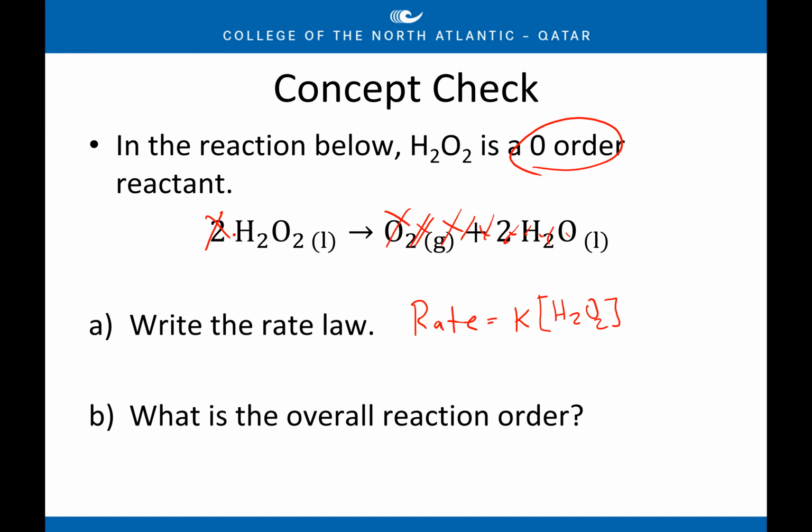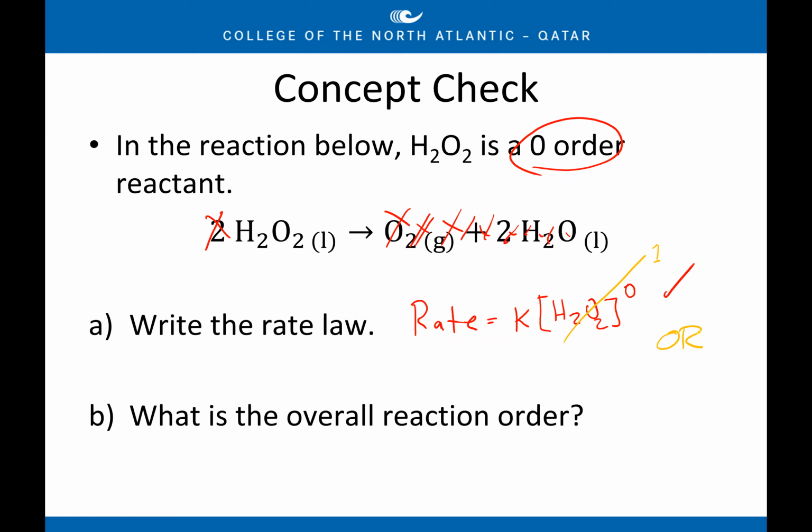Now, here's the thing. This is to the power of 0. It's a zero order reactant. So this is fine. I mean, I love this. I would take this any day. But mathematically, when you raise something to the power of 0, it becomes 1. I don't mean the exponent becomes 1. I mean that number becomes 1. So 50 to the power of 0 is 1. A million to the power of 0 is 1.